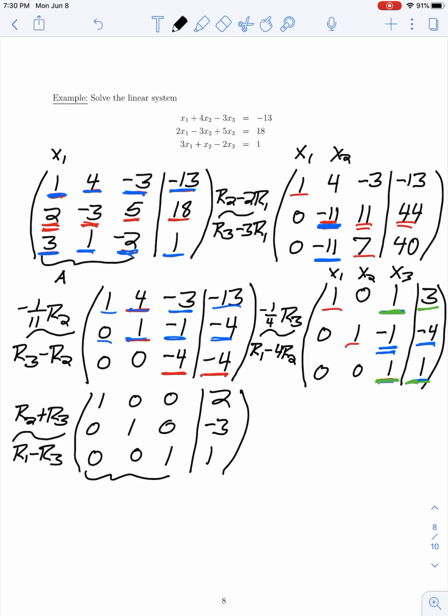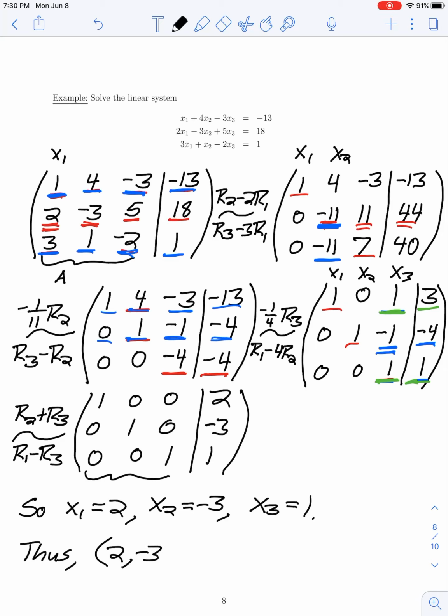So once I have this matrix in the form that I was looking for, I can immediately read off my solution. My first row tells me that x1 is equal to 2. My second row tells me x2 is negative 3. And my third row tells me x3 is 1. So here we have, again, one solution, namely the point (2, negative 3, 1). And again, we could think about this geometrically as representing the point of intersection of all three of the planes whose equations are given in the problem statement.